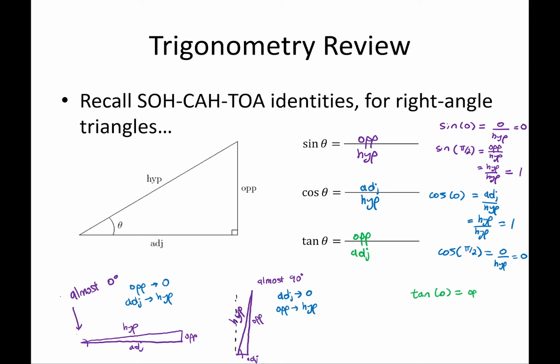We're going to have the opposite over the adjacent, and the opposite's going to 0. The adjacent's going to the hypotenuse. So 0 divided by anything is going to be 0. So tan of 0 is 0. And then tan of pi over 2. See what happens there. Opposite over adjacent. This time the opposite goes to the hypotenuse, and the adjacent goes to 0. And here we have a problem. You know you can't divide by 0, so this is going to be undefined.